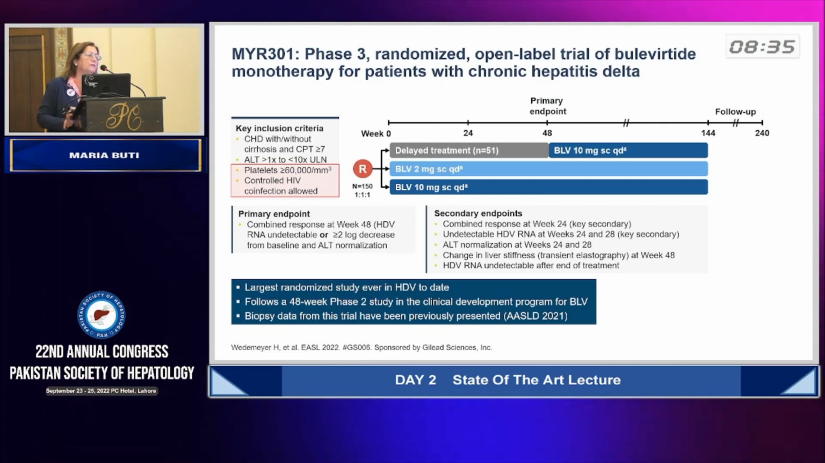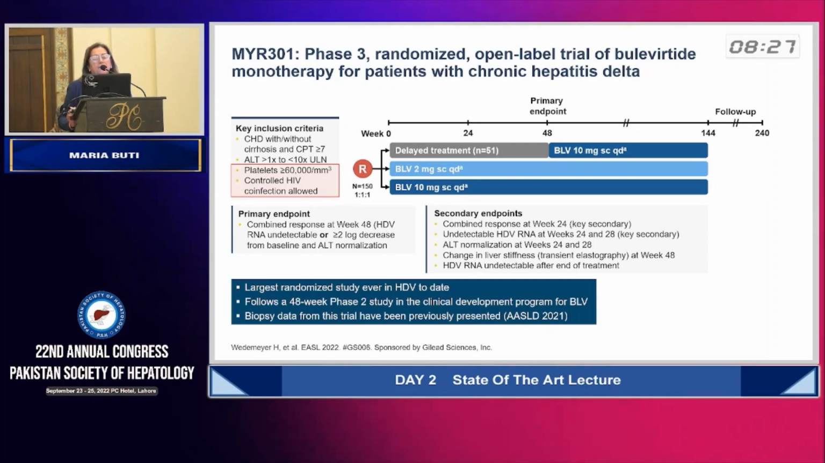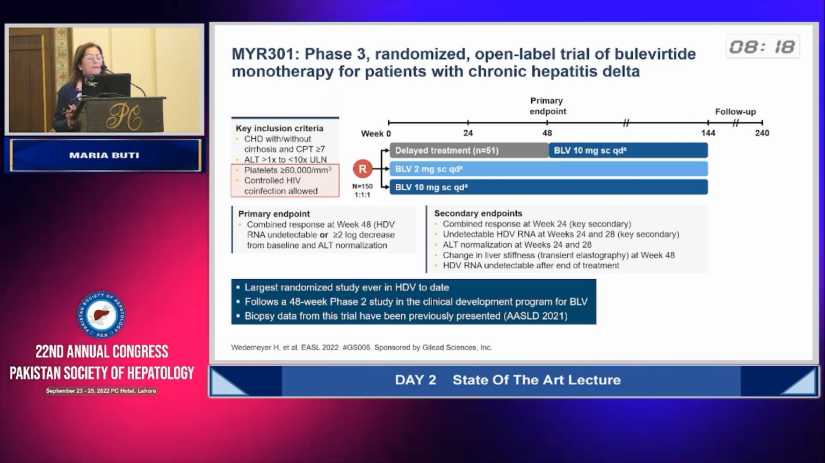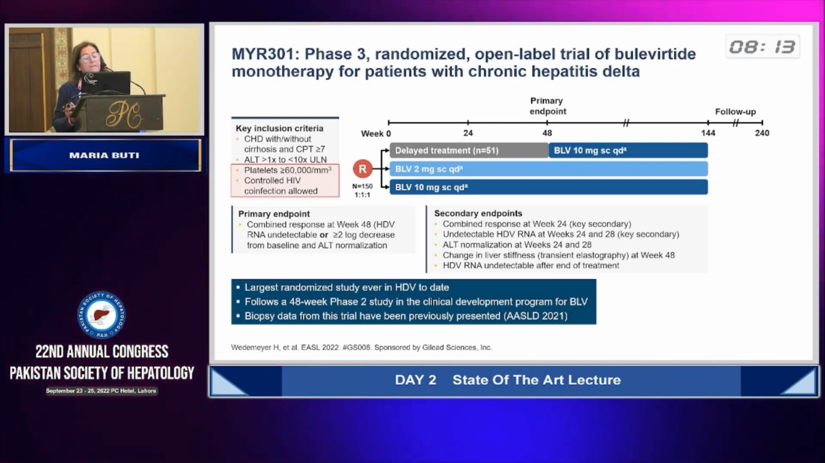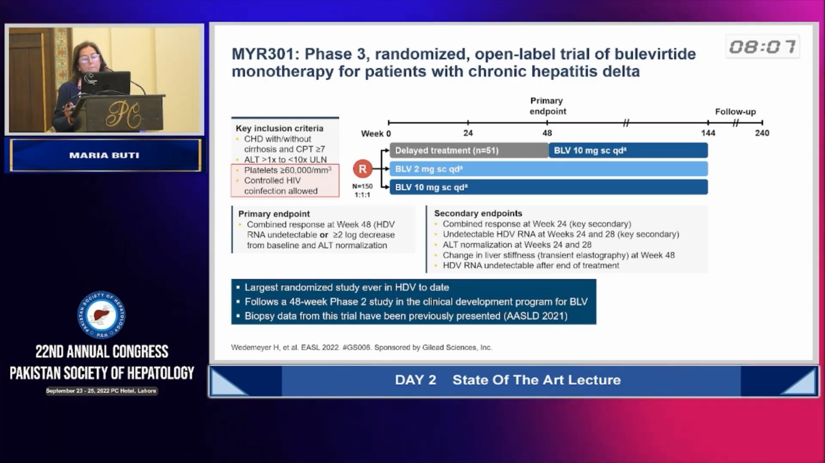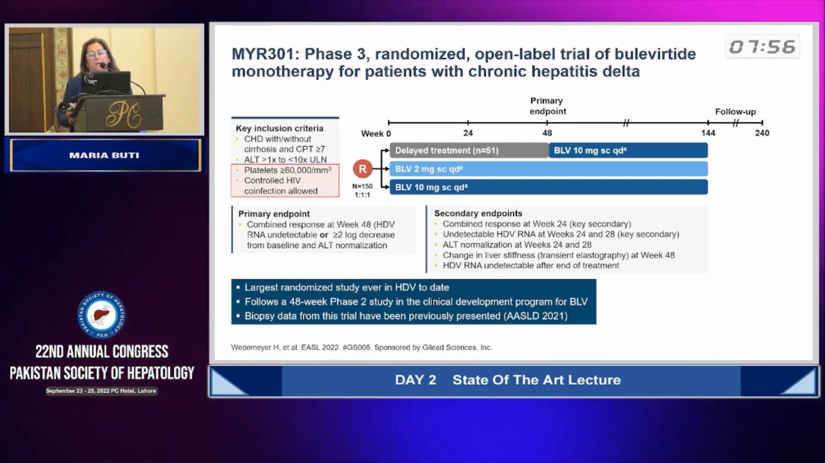Now there is an ongoing study that probably will answer a lot of questions that we have regarding treatment of hepatitis delta. And this study, it's a phase 3 study. It's compulsory by EMA to do this study. And in this study, patients with chronic hepatitis delta compensated liver disease were randomized to receive bulevirtide 2 or 10 milligrams for at least 3 years. And there is an observation arm, is delayed treatment, start treatment at week 48.